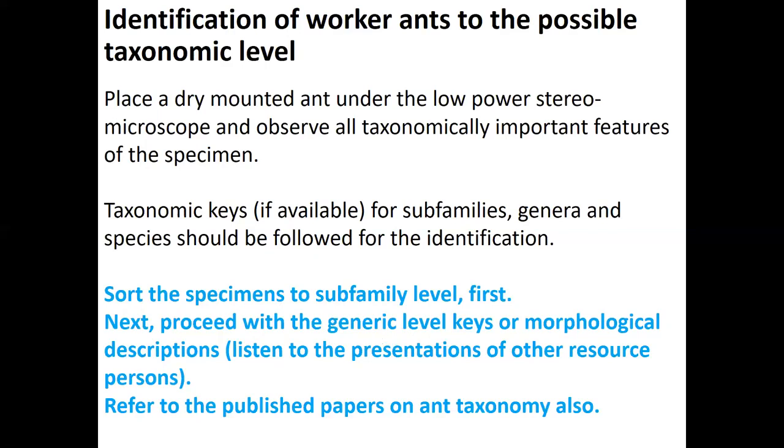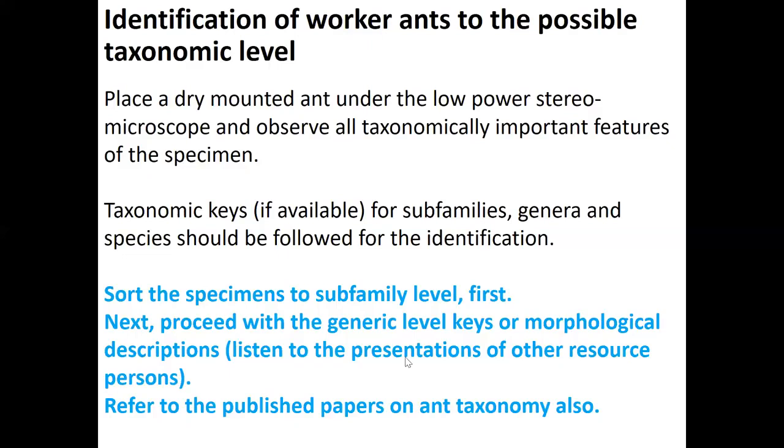published by Bolton. I will show you. With further improvements in the classification, the generic level keys published by Bolton, it's a huge book, some of them are valid until today, some of them are not. So we have to use that book very carefully, knowing what is valid and what is not valid. But sometimes scientists have published morphological descriptions so that you can follow those for further identification also.